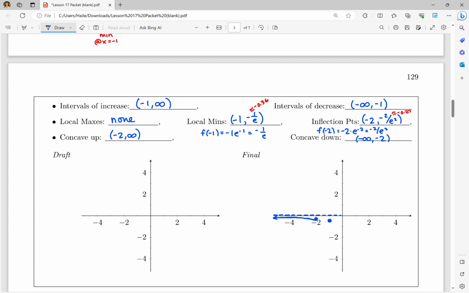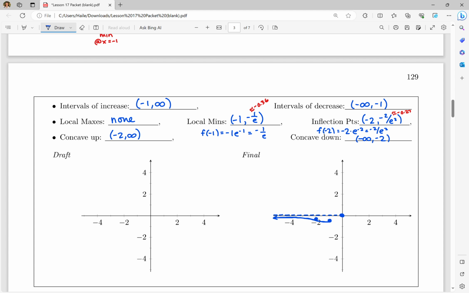Now, between negative 2 and negative 1, we are decreasing and concave up. So that'll look something like this. And then, oh, right, I had another point. I had my intercept at 0, 0. Can't believe we forgot that.